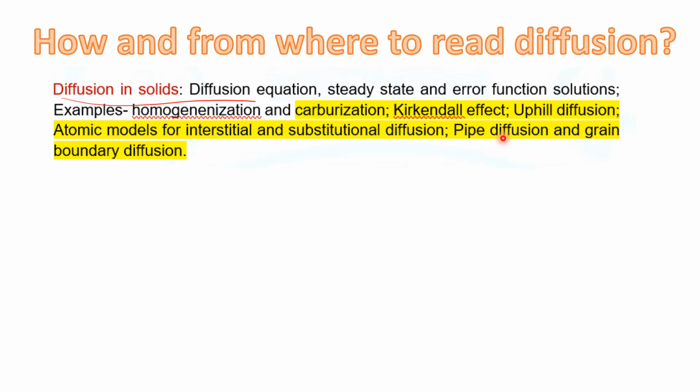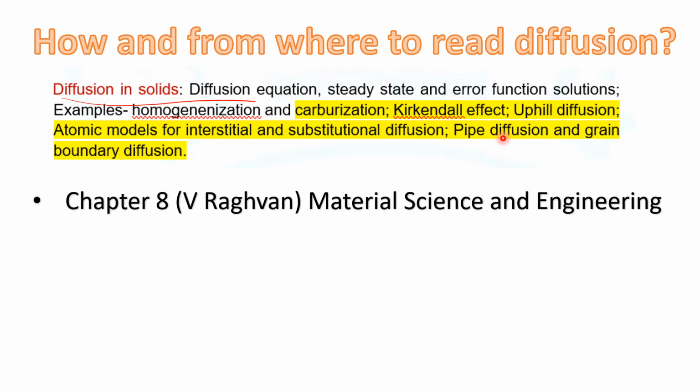So I have mentioned this one. First, you can study from chapter 8 of V. Raghavan, that is the book Material Science and Engineering. If you study this complete chapter 8, then you can easily cover these sections, starting from the first: diffusion equation, steady state and error function solutions. Examples like homogenization and carburization. So up to here you can easily study this one and cover it, right?